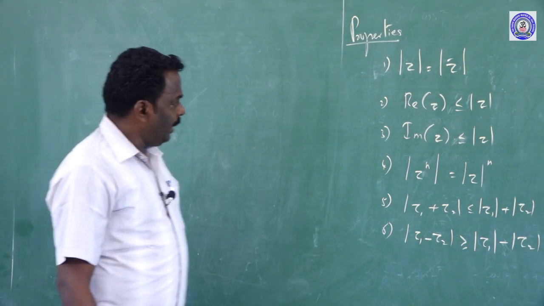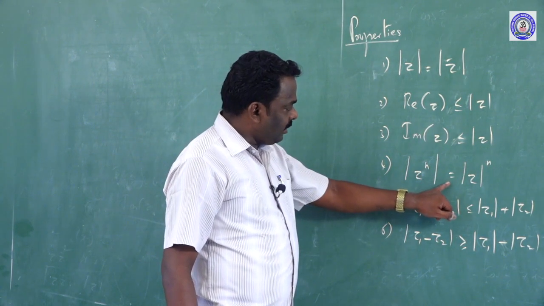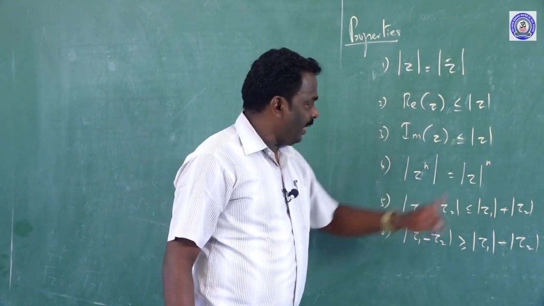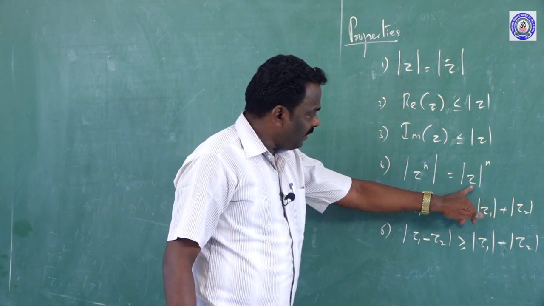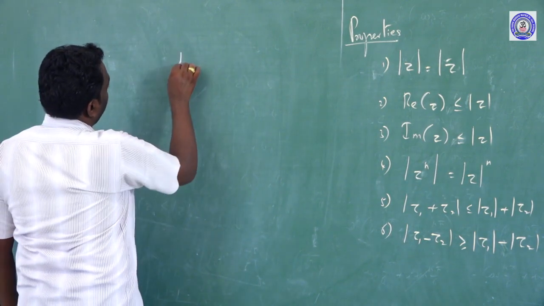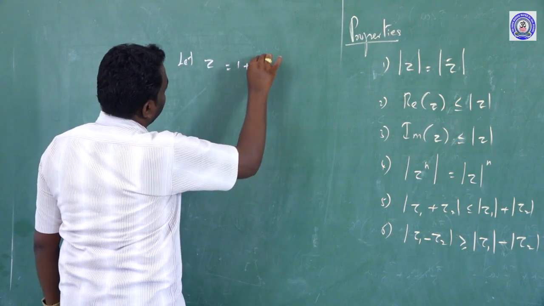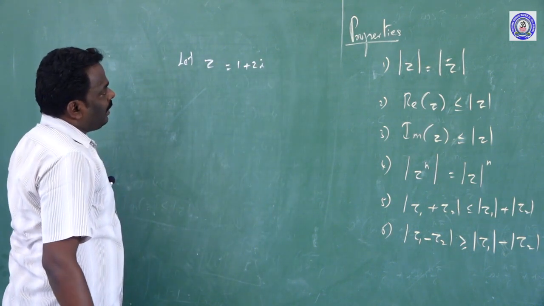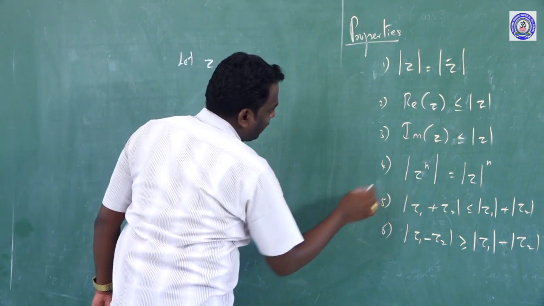The next property, number 4: modulus of z power n is equal to modulus of z whole power n. Now you can take some example for that. Let us consider z equal to 1 plus 2i. Now consider the left hand side equation.